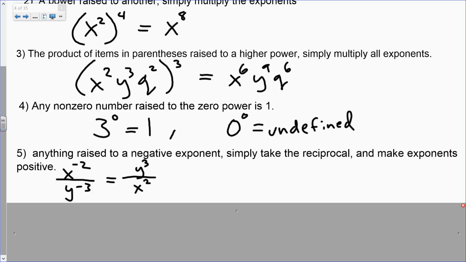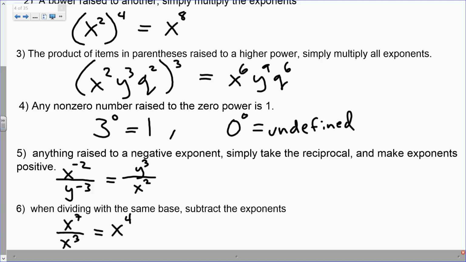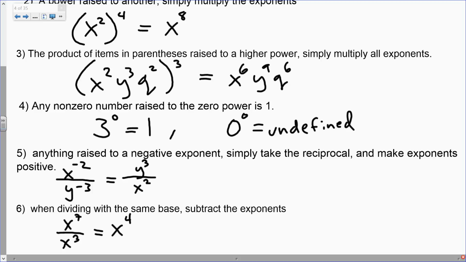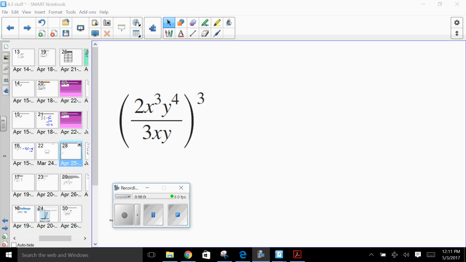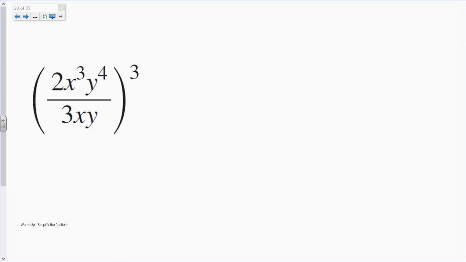And example 6. Example 6 is kind of like example 1. When dividing with the same base, subtract the exponents. So x to the 7th divided by x to the 3rd. All you do is subtract the exponents. Cool, cool, cool. There's example 1.